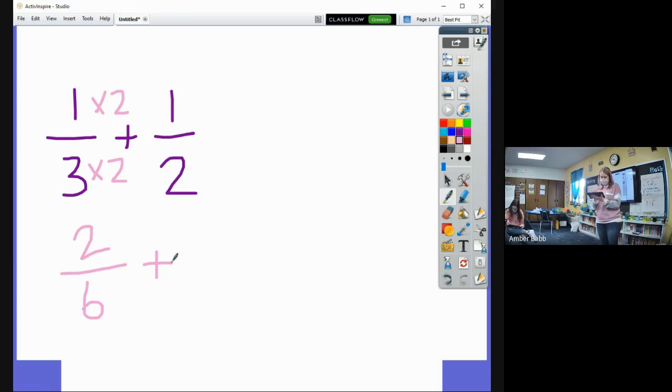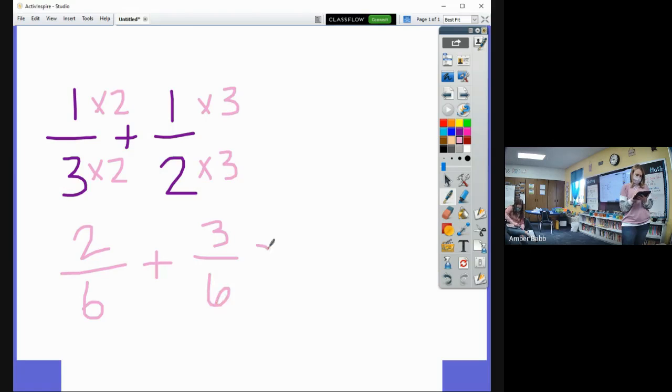All right, Lucas, you can type it in the chat. What am I going to multiply 1/2 by to get the denominator to be a 6? Lucas, you have the answer. Yep, and you said 3. So multiplying this one by 3, 2/6 plus 3/6 gives me 5/6.